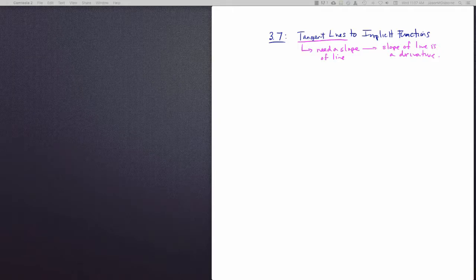So in this video we look further into the section 3.7 idea for how to find the tangent line to an implicitly defined function. And at this stage of where we are, we know that if we want to find a tangent line, we need the slope of a line. And we know that there's a relationship between slope of a line and the derivative. Okay?